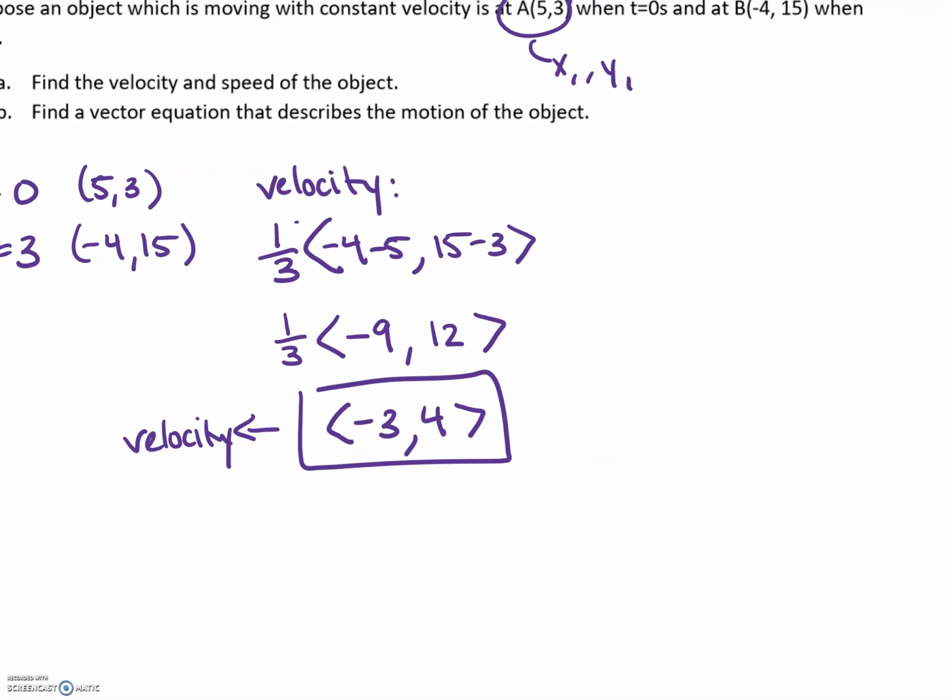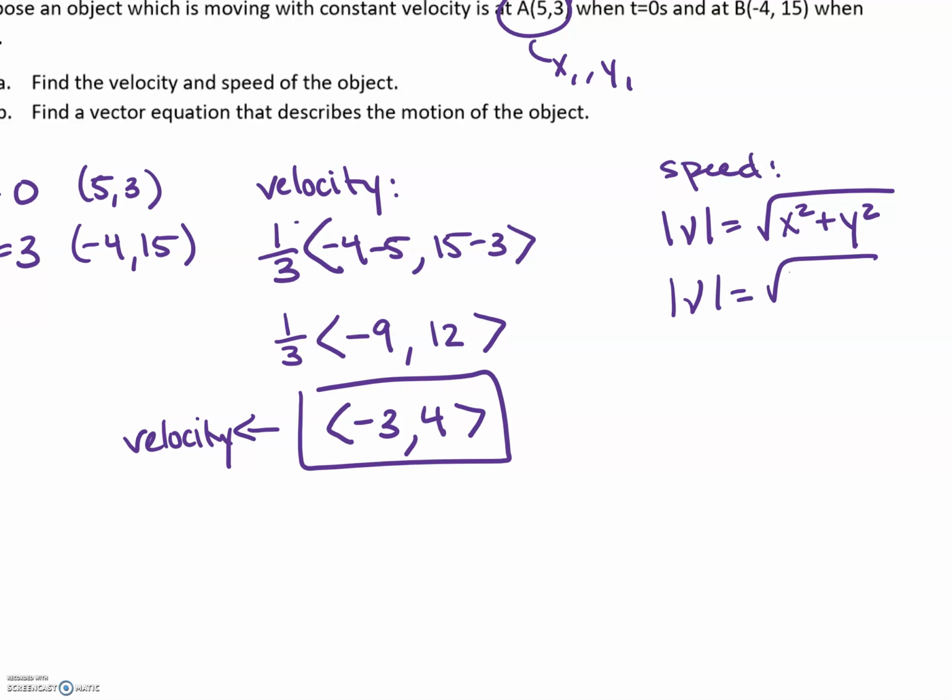Now the speed is just going to be the magnitude of that vector. So remember, the magnitude equals the square root of x squared plus y squared. So the speed is the square root of negative 3 squared plus 4 squared. That's going to be 9 plus 16, which gives me the square root of 25. So we're going to get my speed to be 5.